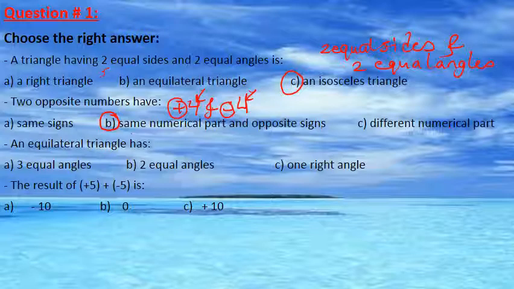An equilateral triangle has three equal angles, or two equal angles, or one right angle. It has three equal angles and each angle measures 60 degrees. The result of plus 5 plus minus 5 is minus 10, or 0, or plus 10. It is 0 because here we have addition of signed or relative numbers. The first is positive, the second is negative. We should look for the greatest. But 5 and minus 5 are equal, then these are opposite numbers. The addition of two opposite numbers is always 0.